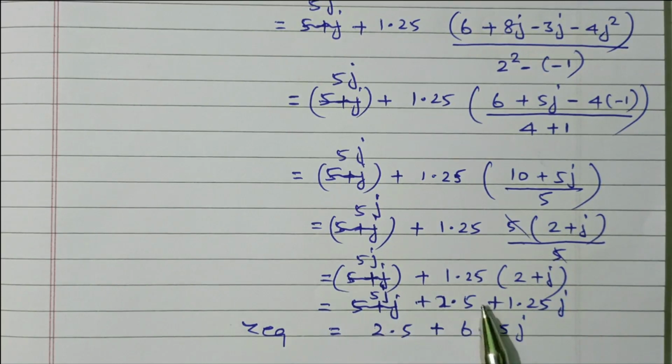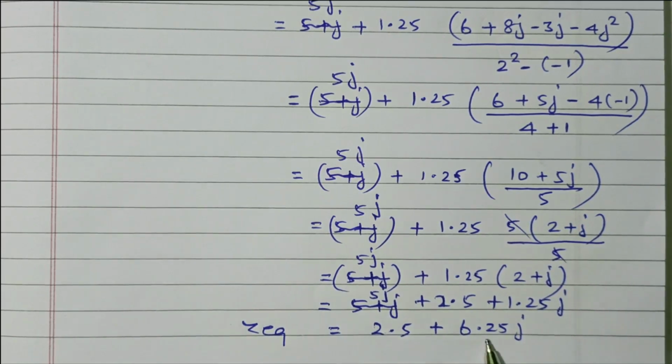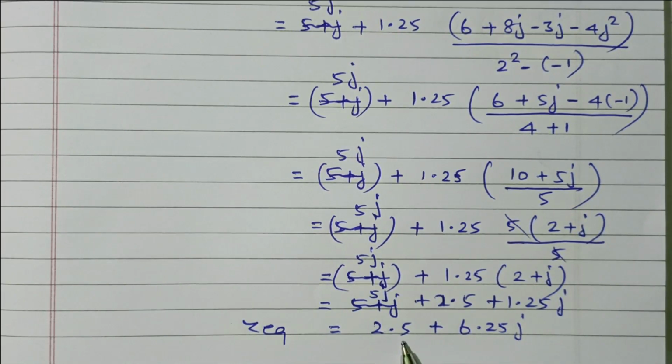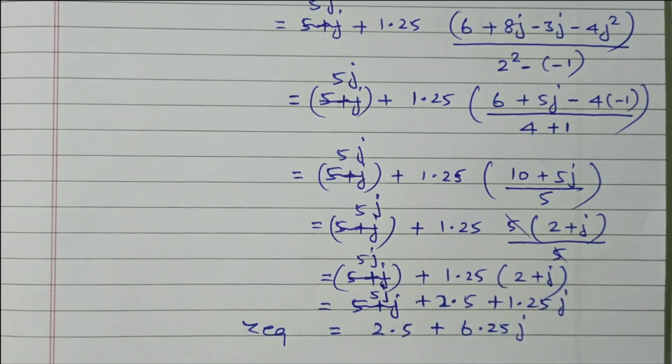That is 5J plus, you have to multiply inside. 2.5 plus 1.25J. So final is 2.5 plus 6.25J. So the Z equivalent, or Z Thevenin, or Z AB is finally 2.5 plus 6.25J. Now we'll go to the next step.